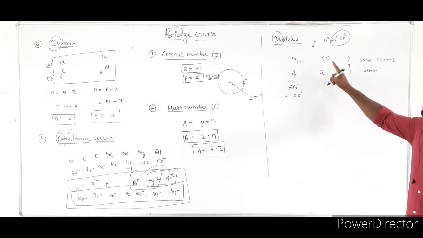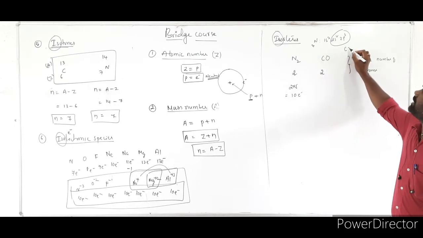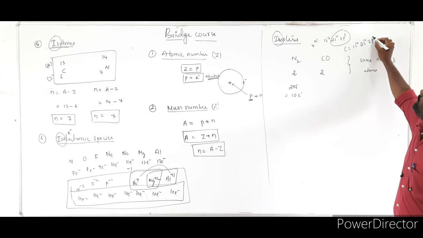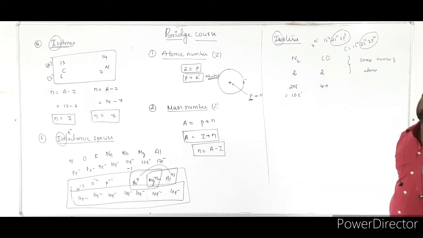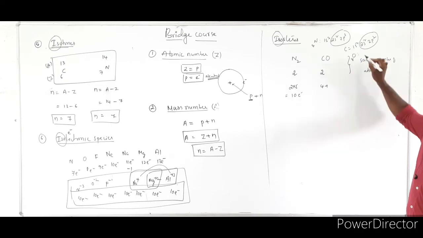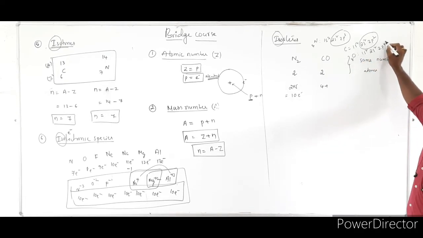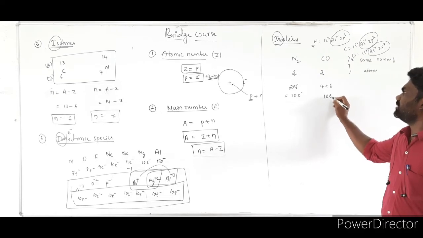So come to here. Carbon atomic number is 6, its electronic configuration, writing carbon 1s2, 2s2, 2p2. Number of valence electrons, outermost shell, 2 plus 2, 4. So 4 plus oxygen, atomic number is 8. Electron configuration is 1s2, 2s2, 2p4. Number of valence electrons is 4 plus 2, 6. So 4 plus 6. Total number of valence electrons is 10.